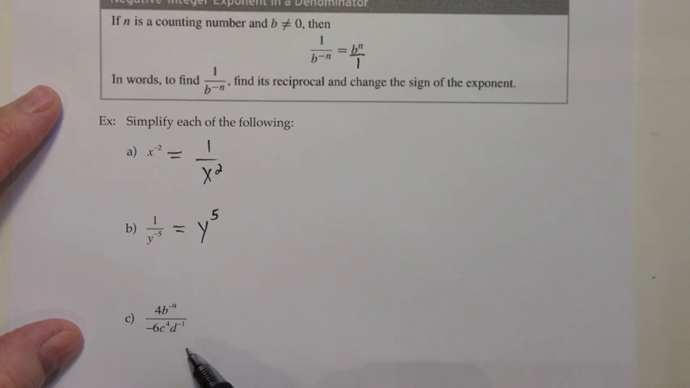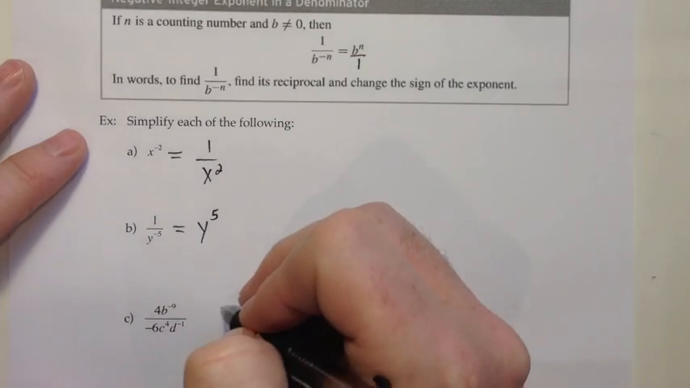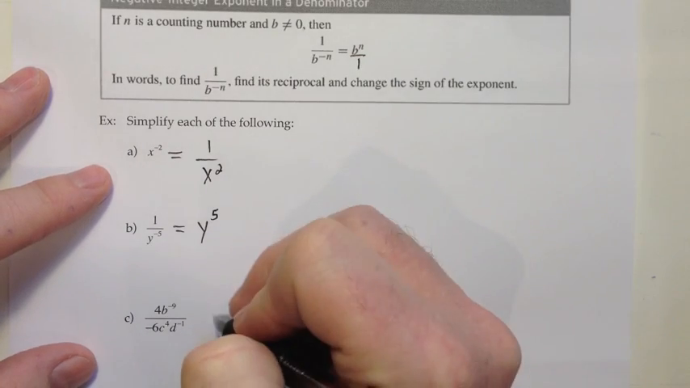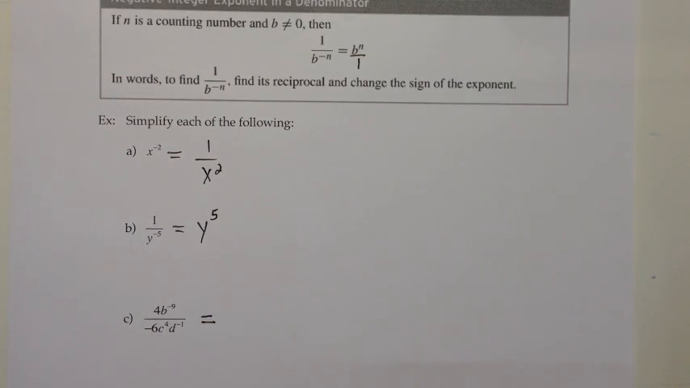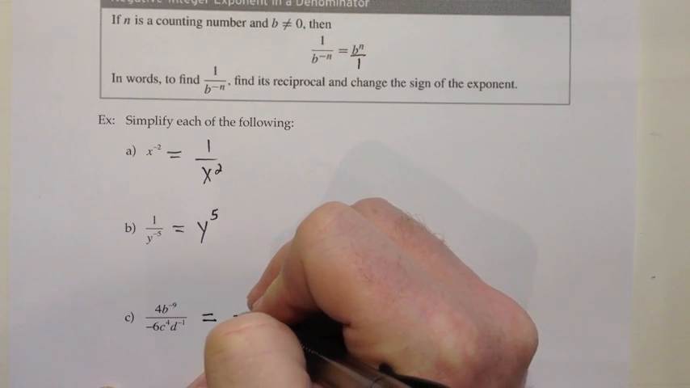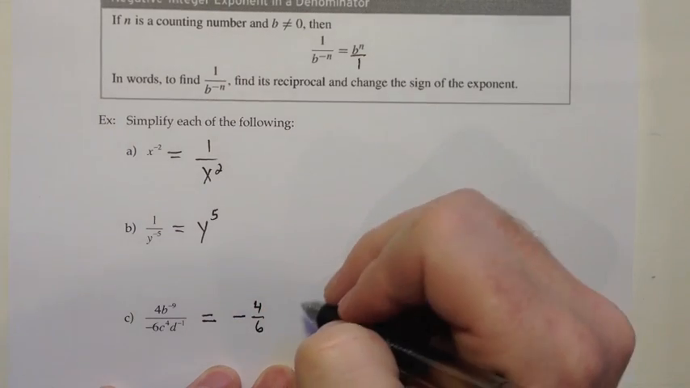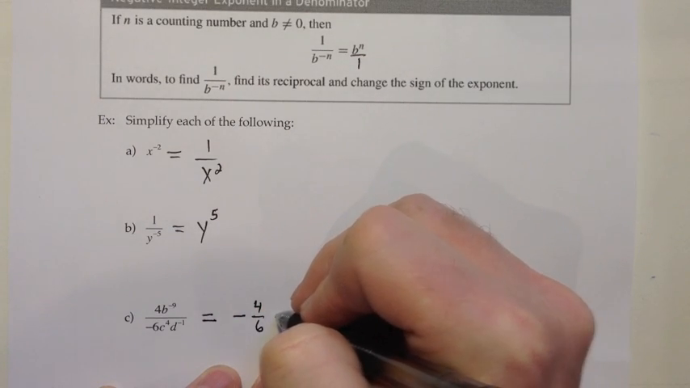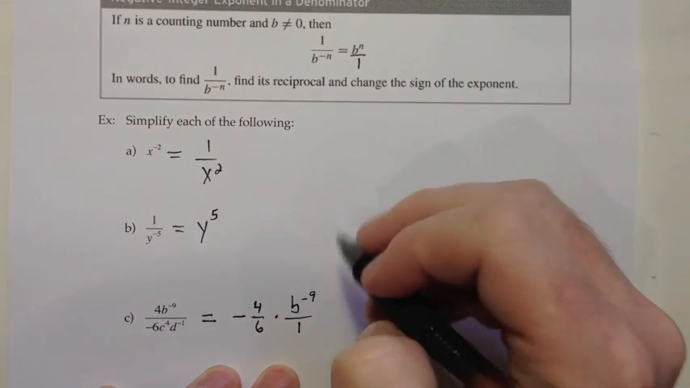Alright, let's look at one where we have a few different factors combined together and see how we would deal with that. So I'm going to show it to you in kind of a long way and then a quicker way. So I'm going to take that 4 over negative 6 and just break that off to the side as negative 4/6. And then all the other factors I'm going to put by themselves. So b to the negative 9 is in the numerator, so I'm going to write that over 1.